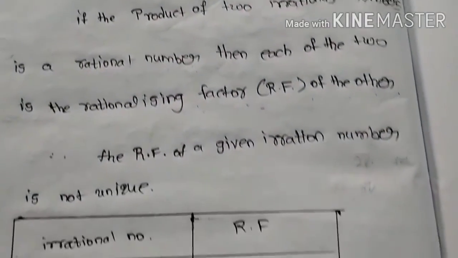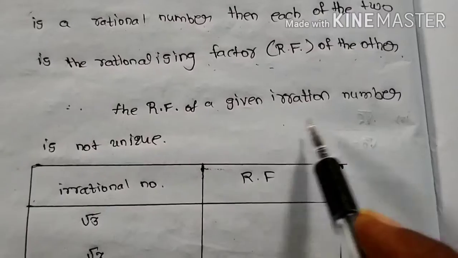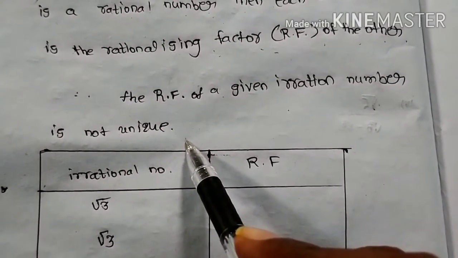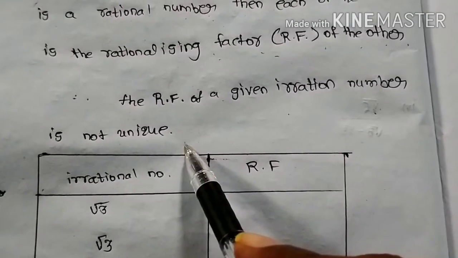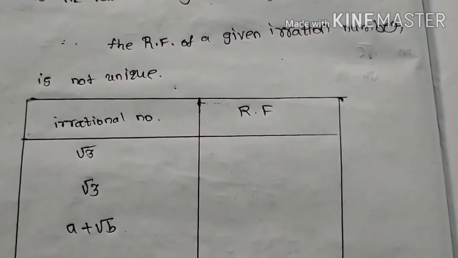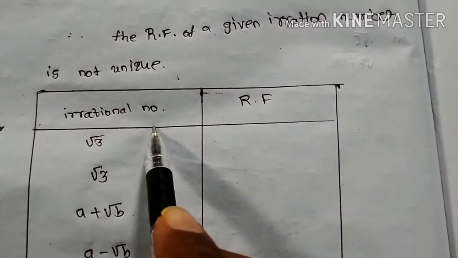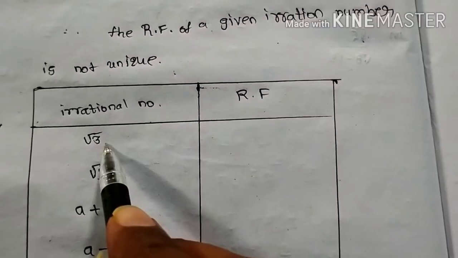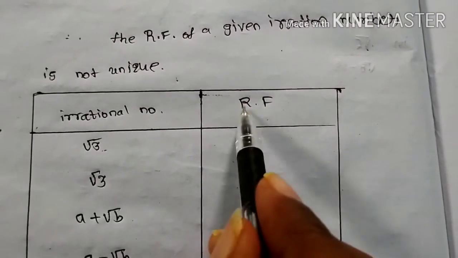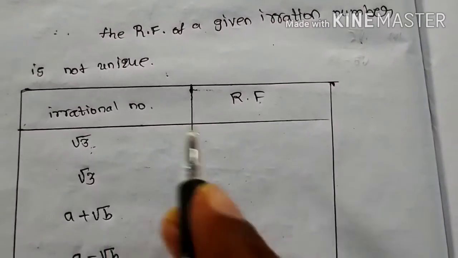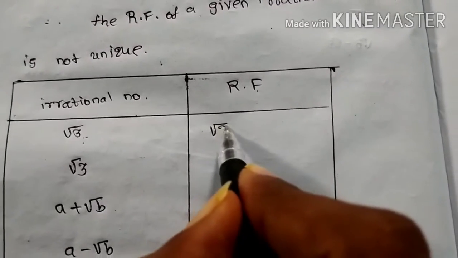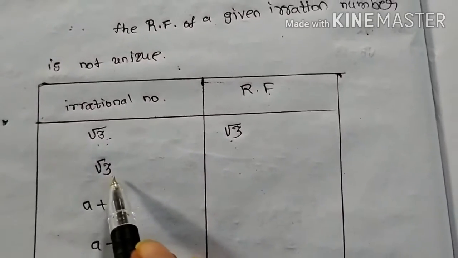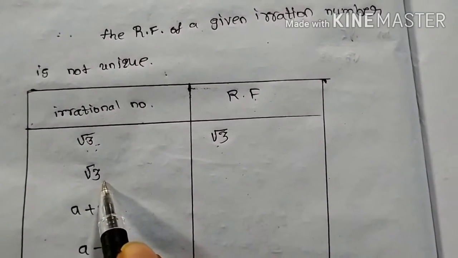In a similar way, the rationalizing factor of a given irrational number is not unique. Sometimes it will change. As per our convenience, we can take the simplest one. I am taking here irrational numbers in one box, rationalizing factor in another box. What is the rationalizing factor of root 3? Can I take root 3 or not? Yes. Root 3 into root 3, will you get 3 or not?